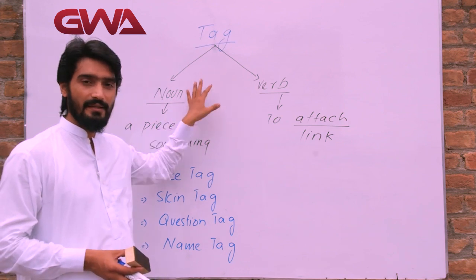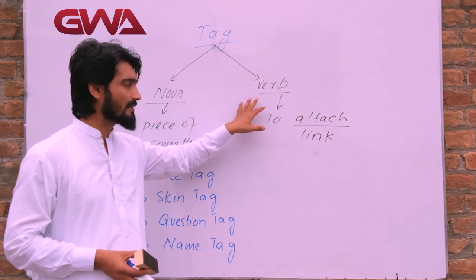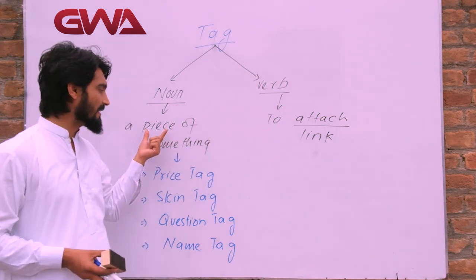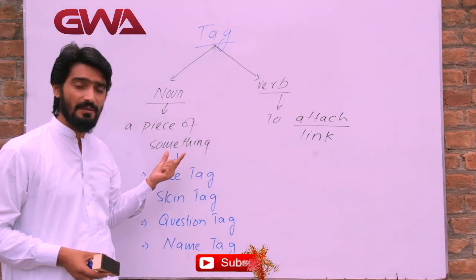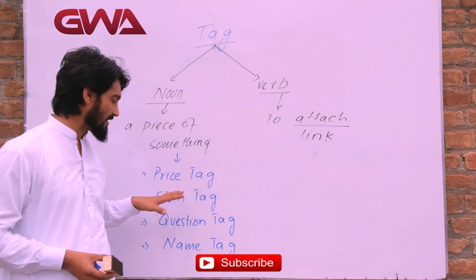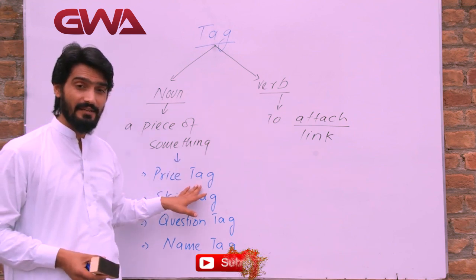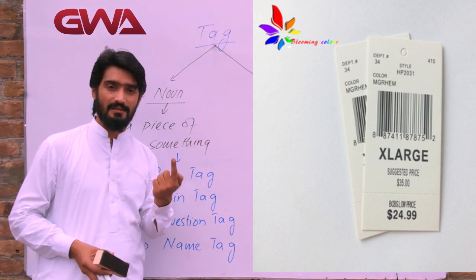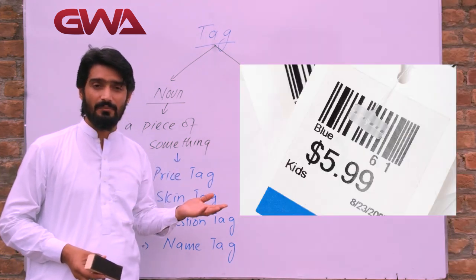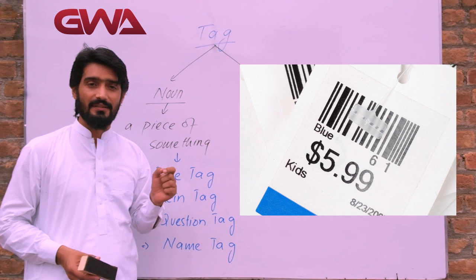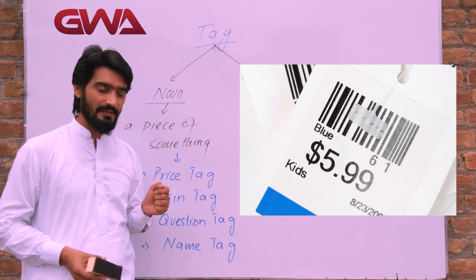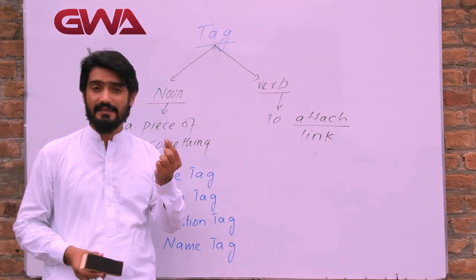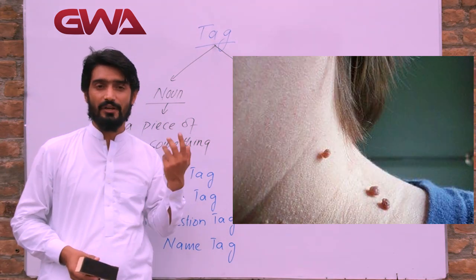The word tag can be used as a noun or as a verb. As a noun, tag means a piece of something. For example, price tag. You might have seen a piece of card hanging to a dress in a shopping mall on which the price of that thing is written. That's called price tag. Skin tag. Skin tag is a small piece of meat somewhere on our skin.